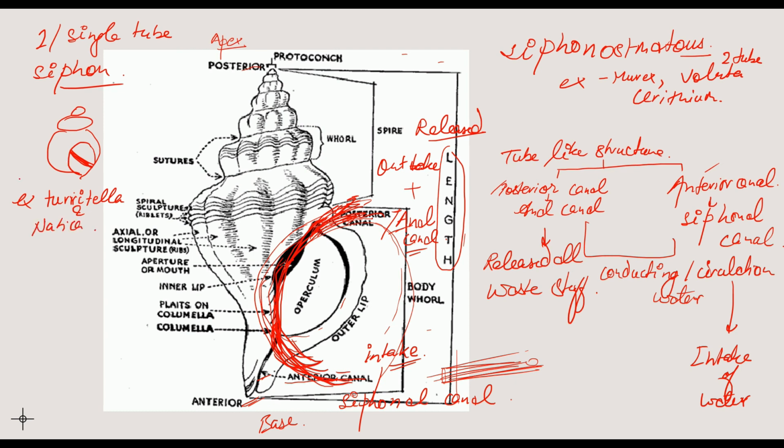So this is the siphon, in forms like Turritella and Natica. These two forms of gastropoda have a single tube which is placed at the center of the aperture, and such a tube is known as the siphon. Here the movement of water is pulsatory through this tube-like structure, and here there will be only one tube, which will be known as the siphon. Examples are Turritella and Natica.